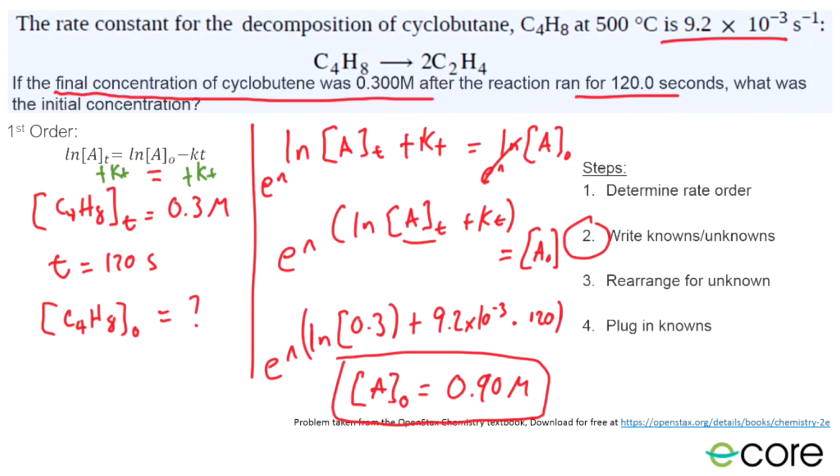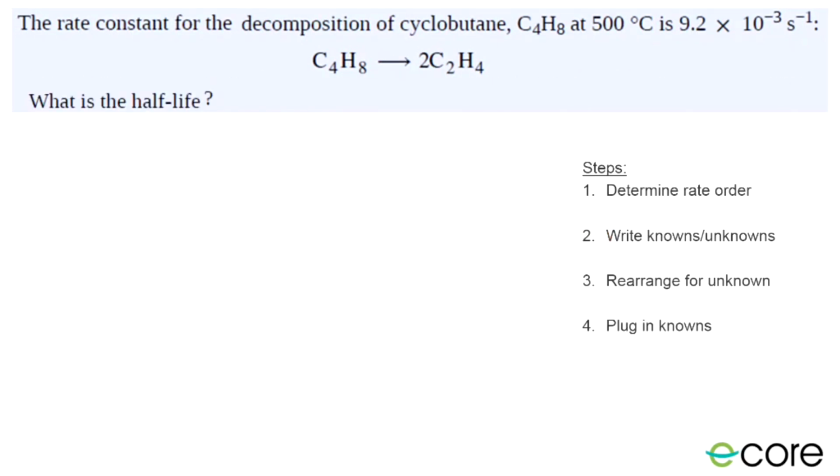Okay, one more problem. Here, we're given the rate constant for a decomposition reaction, the same one we looked at before, and we want to know the half-life. So this problem is looking for the half-life, so we need to go grab a half-life equation, and we need to grab the correct one. What's the rate order? Well, just like we saw last time, because the units of our rate constant are per second, we know that the reaction is first order. So that means we go and grab this half-life equation.